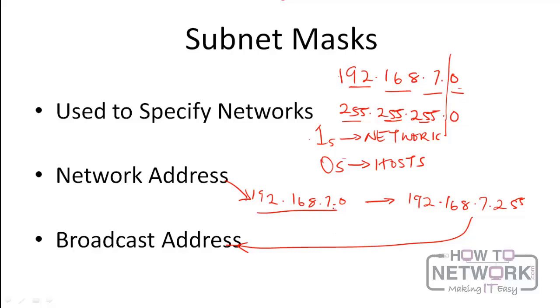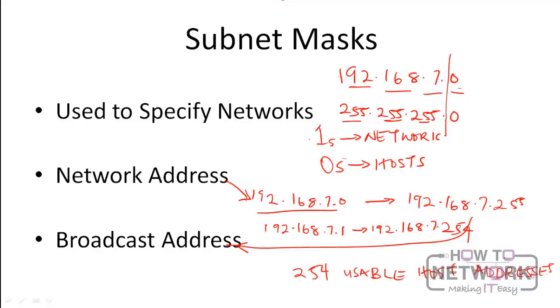The network address and the broadcast address cannot be assigned to a host. So if you have a host on the network, they can only have an IP address from 192.168.7.1 all the way to 192.168.7.254. So that means that in this network, we only have 254 usable host addresses, even though we have 256 IP addresses. One way to look at it is to say that the number of usable hosts in the network is 2 raised to the power n minus 2, where n is equal to the number of host bits.